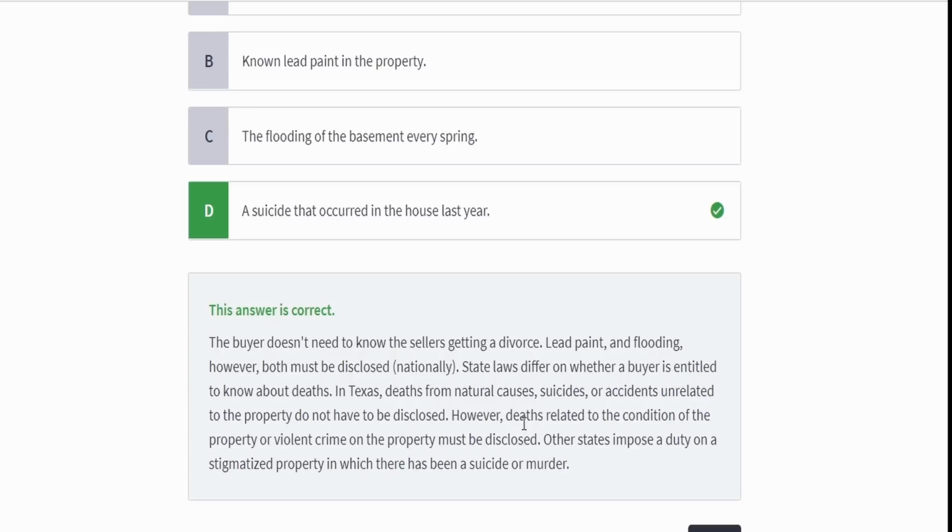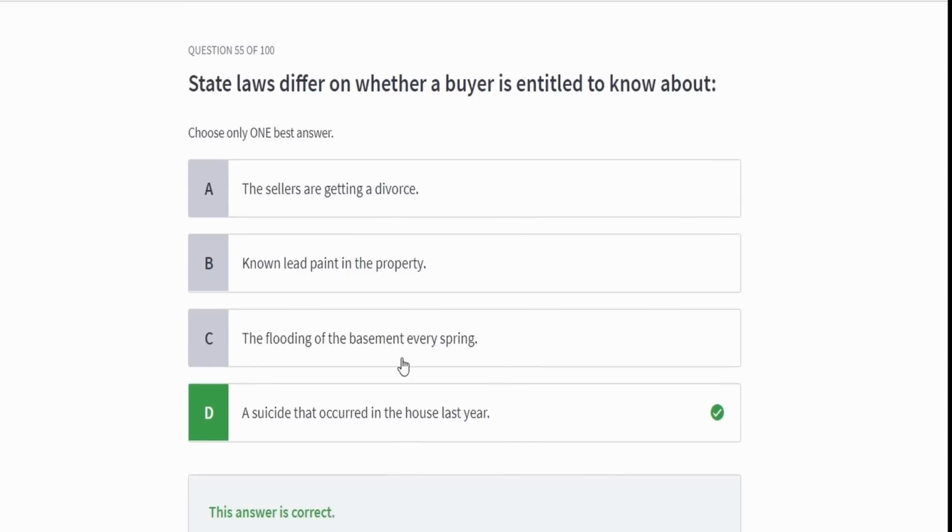Other states impose a duty on a stigmatized property in which there has been a suicide or murder. So again, when we're talking about these state laws versus federal laws, you need to understand the distinction between the two in talking about disclosures. So again, sellers don't need to know they're getting divorced. That's just kind of one of those throwaway answers.